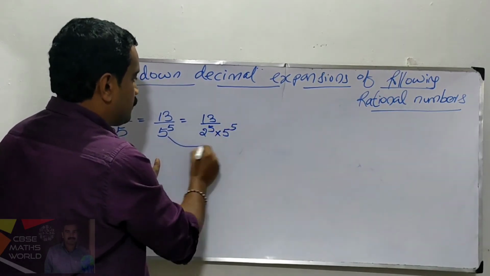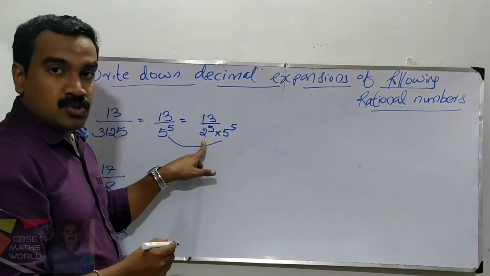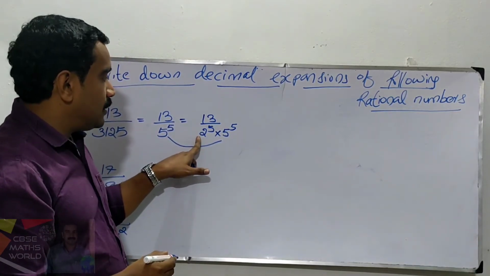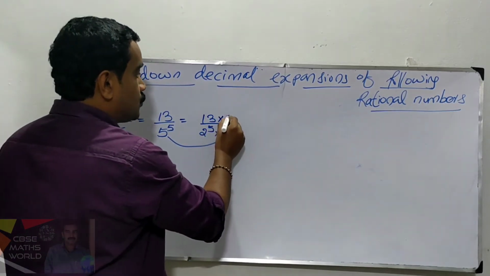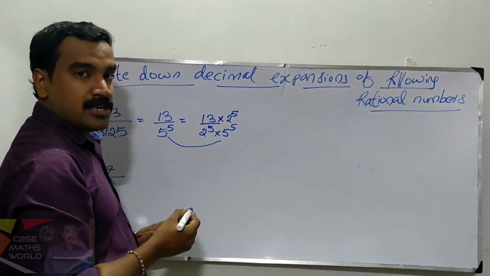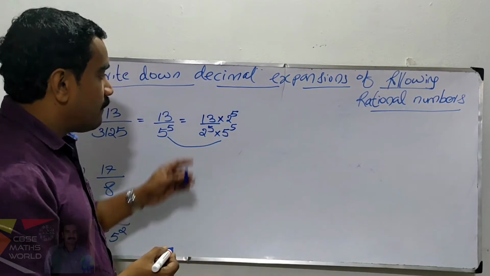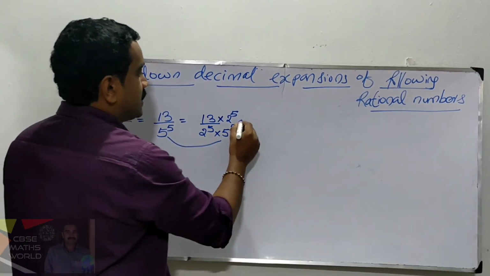This 5 raised to 5 is 5 raised to 5, but we are adding here 2 raised to 5. If you are multiplying the denominator with 2 raised to 5, you want to multiply the numerator also with 2 raised to 5. Here the numerator is also 2 raised to 5. Why are we doing this? For the next step, it's very clear.